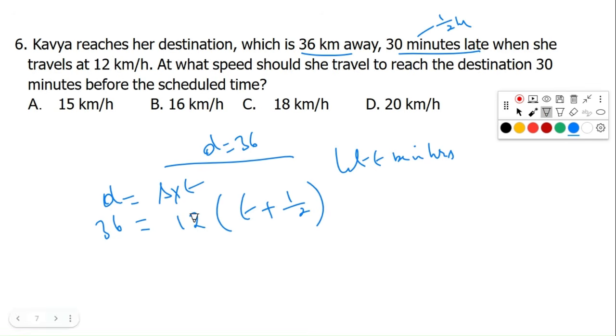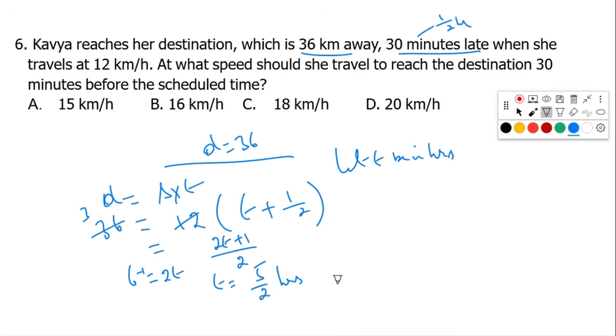So if I try to solve it, 12 will go how many times? 3 times. And if I take LCM, this is going to be 2t plus 1 equals 6 on the left side, and minus 1 also I am doing. So your t is 5 by 2 hours. That is basically 2.5 hours.